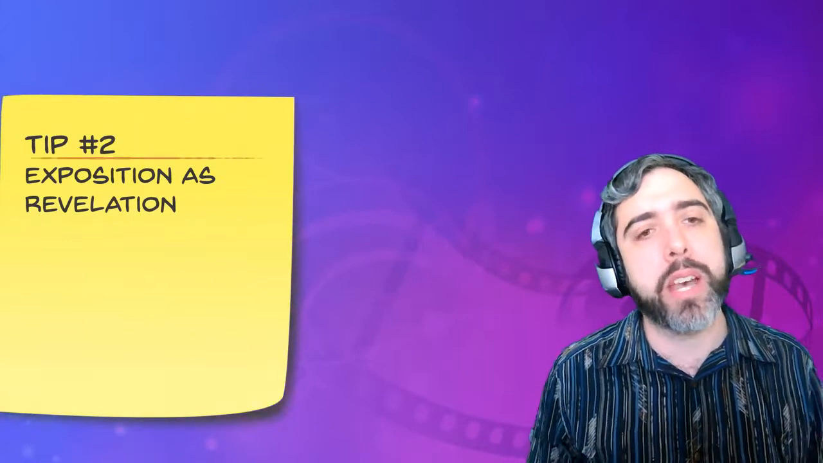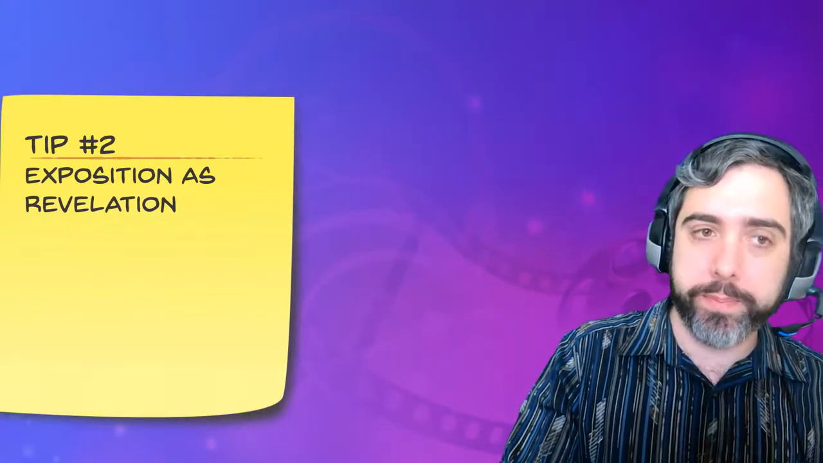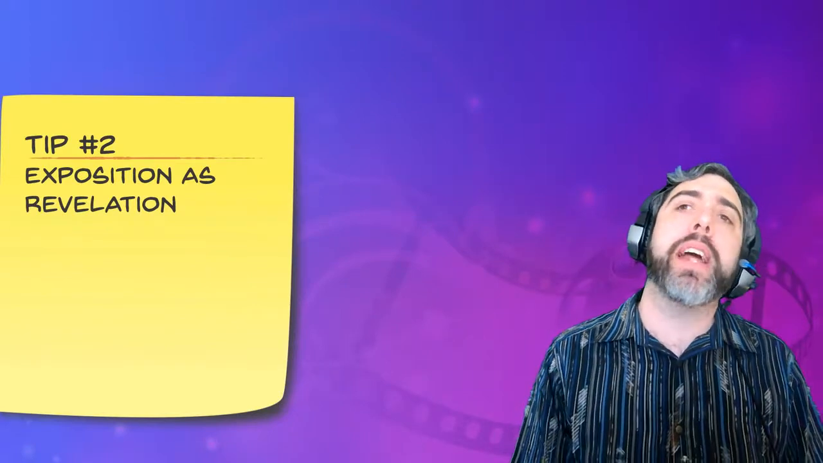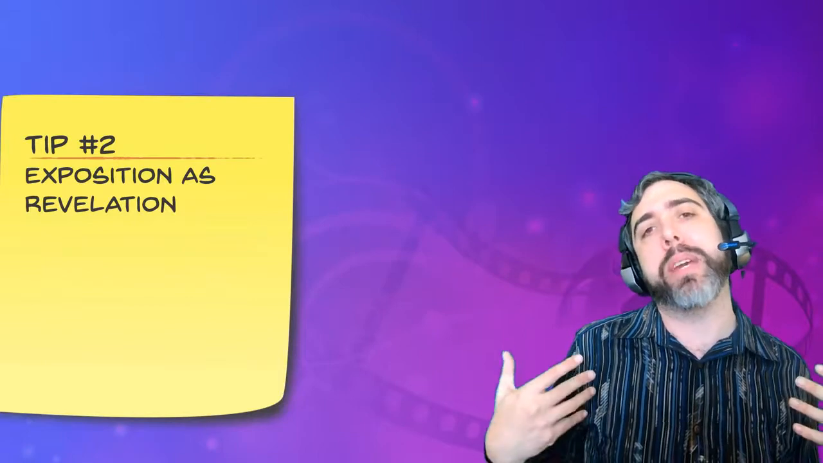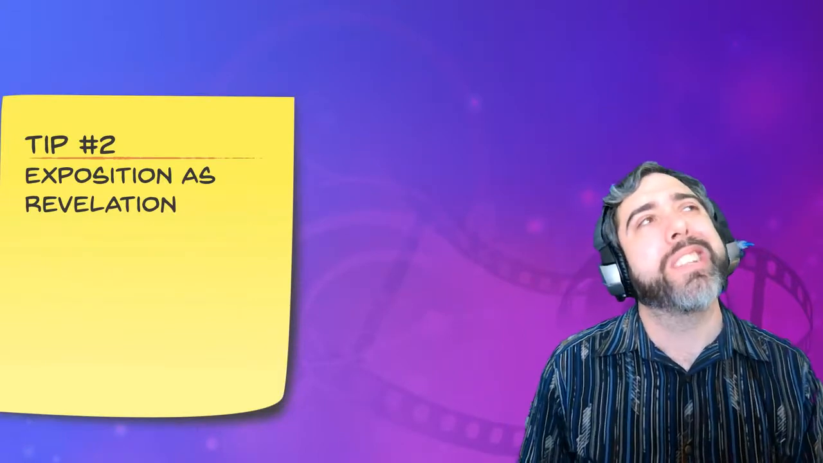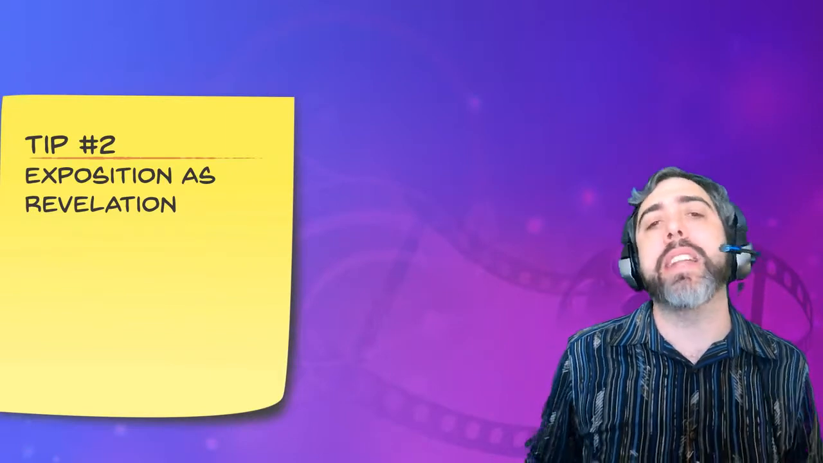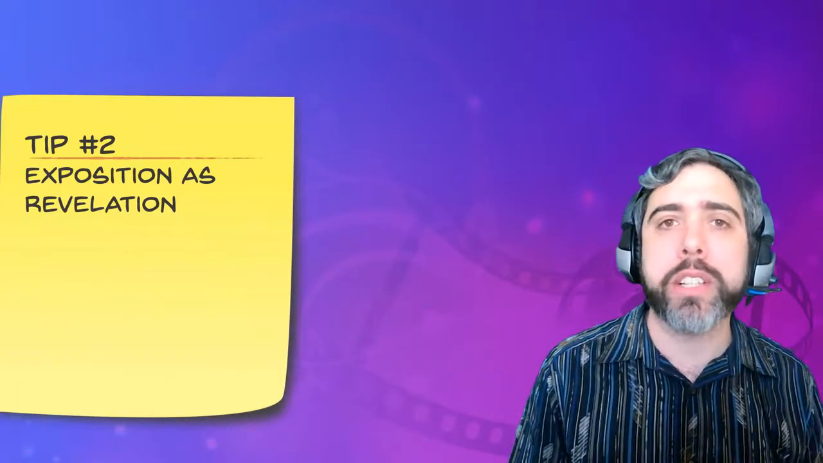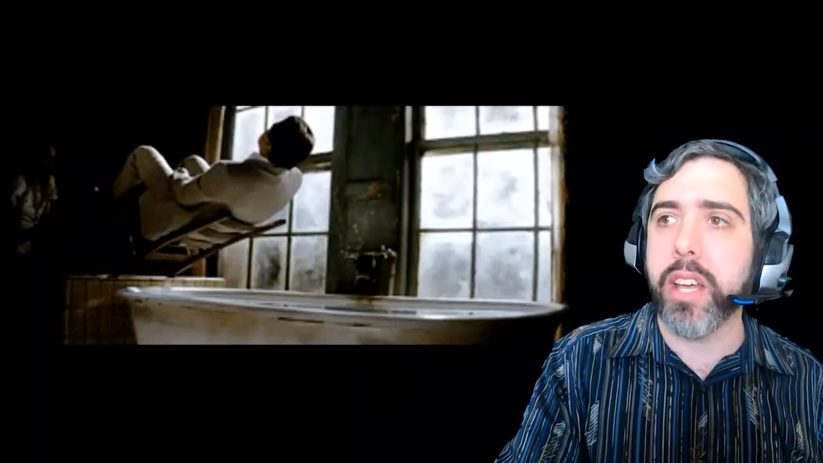We don't just have it explained to us, it happens at the same time, which is tip number 2, exposition as revelation. And that just means that rather than tell the audience something that happened like maybe in the past or just tell them kind of a basic rule, it's better to just show them and demonstrate how that works and have the character come to the realization at the same time as the audience.